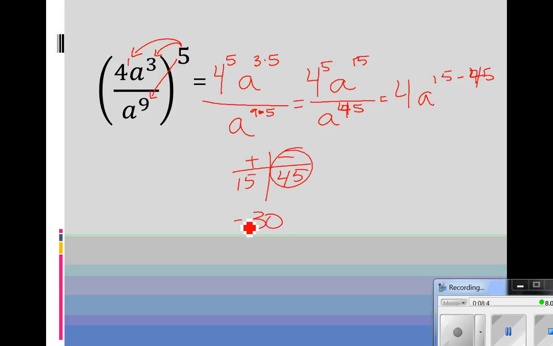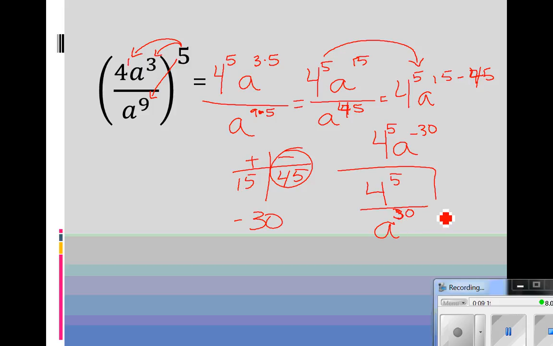So now I have 4 to the 5th. I forgot to bring that over. 4 to the 5th power, a to the negative 30th power. And again, we can't have a negative exponent. So the 4, we're going to make a fraction. The 4 is going to stay where it is. The a has a negative attitude, so they have to move downstairs to become positive. That is a to the 30th, and that would be your answer.